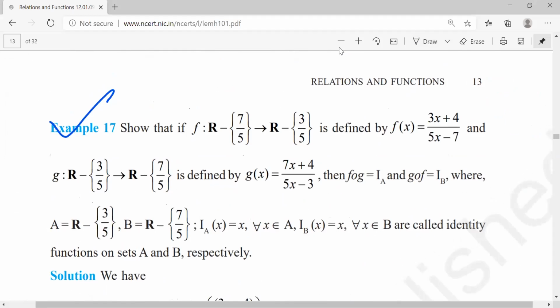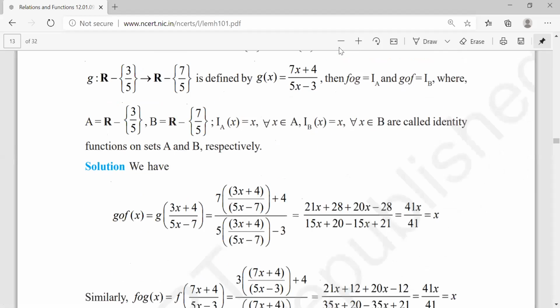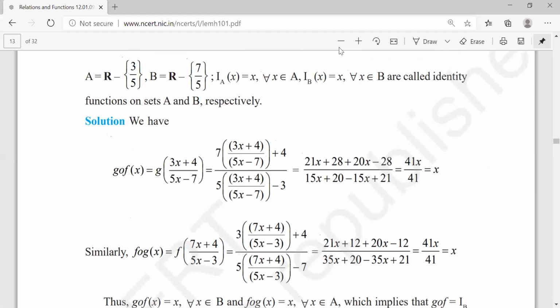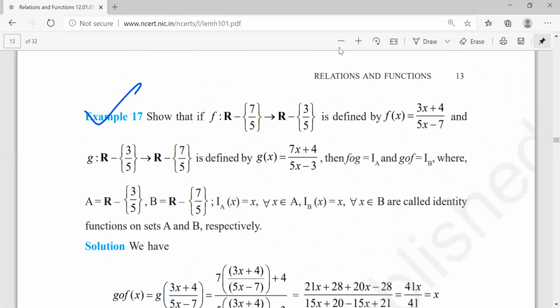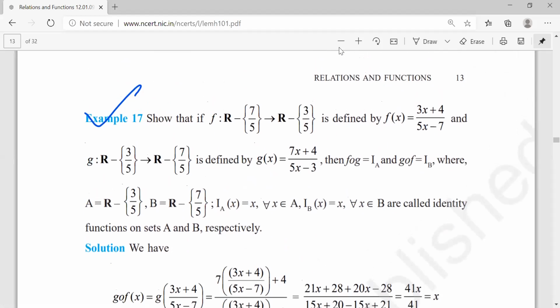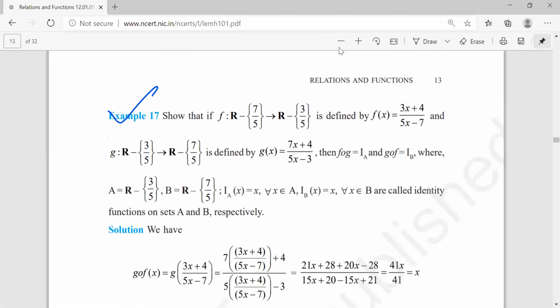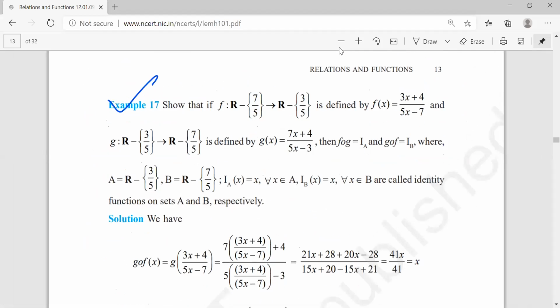F of x is 3x plus 4 by 5x minus 7. Now we have to find g of f of x and f of g of x. What is the f of x value? I'll do it for you guys. Or else, first let me teach you in this itself. If you're able to understand it, perfect.